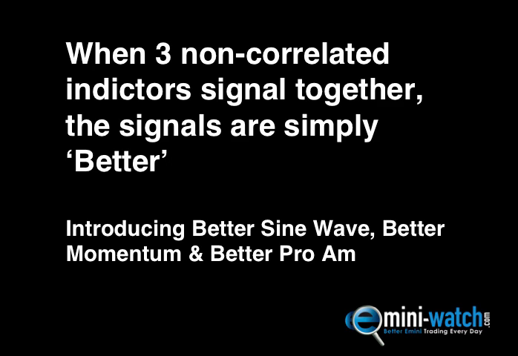So instead of using multiple price-based indicators, you should be using three non-correlated indicators, one for price, one for average trade size, and one for buying and selling volume.